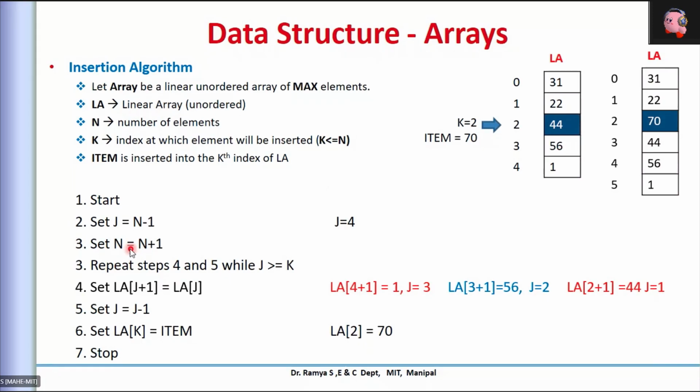So it comes out of this loop, and at the position k, it is going to insert whatever value you have selected. So this will be inserted here and 70 is put in this. So this will be your insertion algorithm. Any doubt in this? Is it clear?